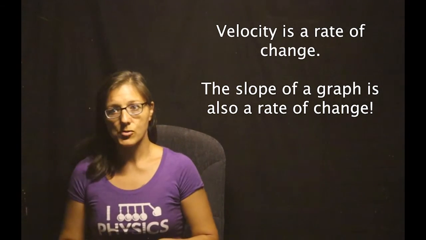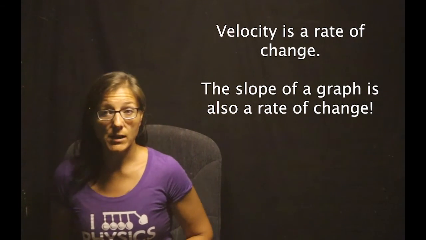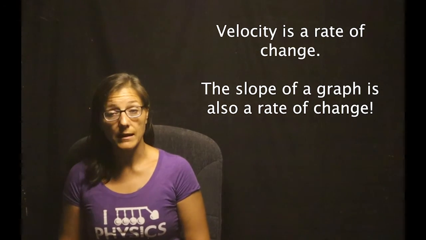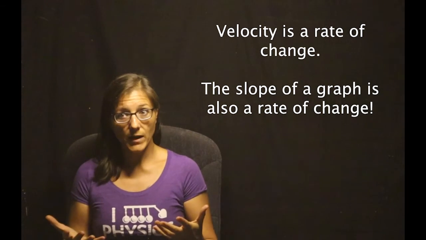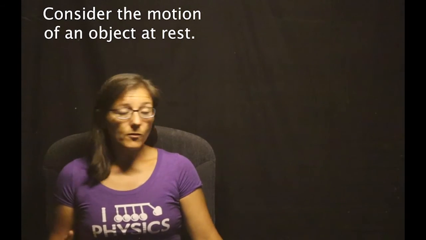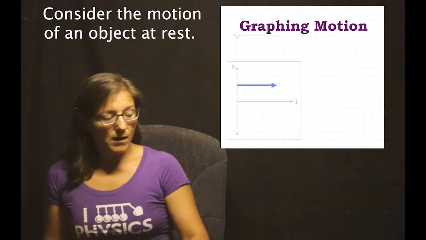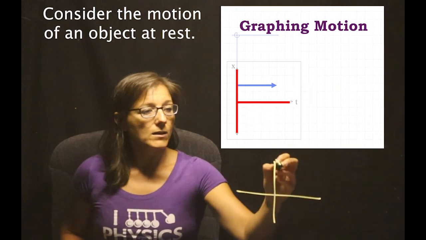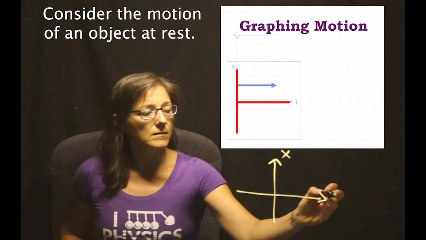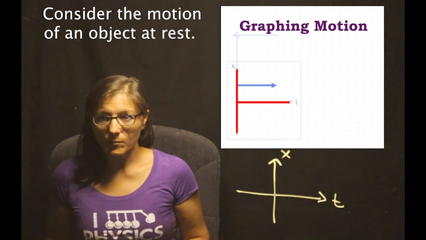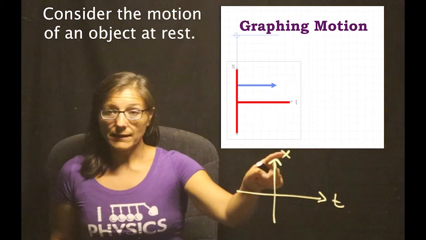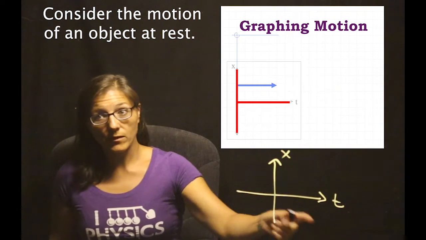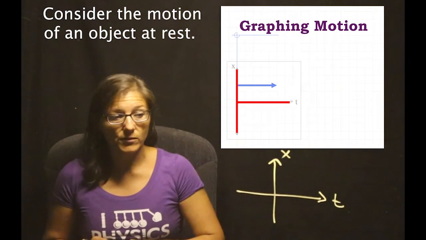So one of the things that I really want you to take with you is the idea that velocity is a rate of change. And something else that's a rate of change that you've learned about in your math classes is slope, right? So if we consider this object, and I've drawn it on a position versus time axis, you might be looking at that saying, position versus time, that's weird, right? X is for position. I know it looks weird compared to your math classes where it's always Y versus X.